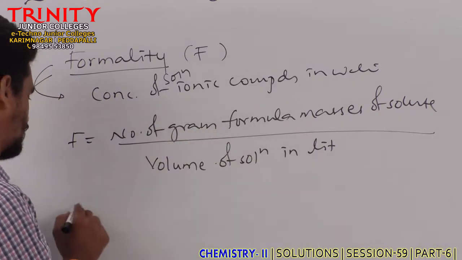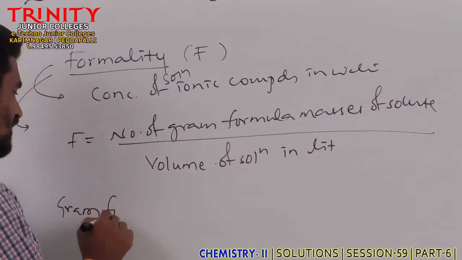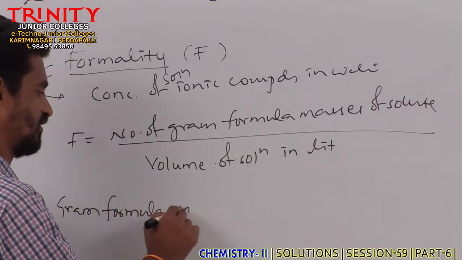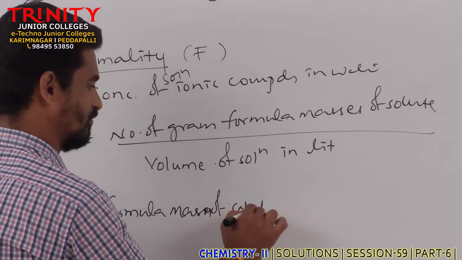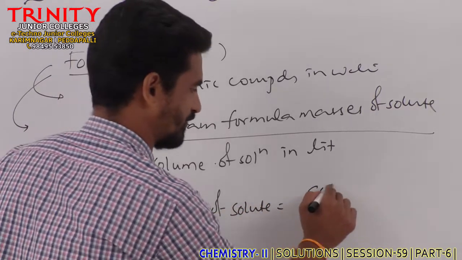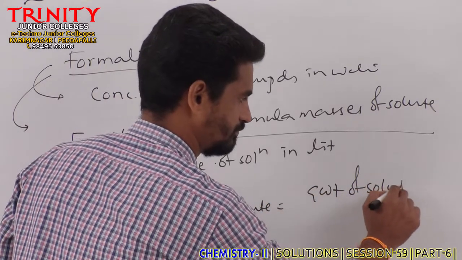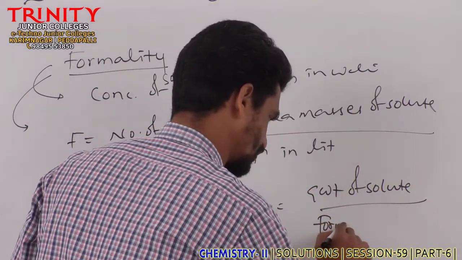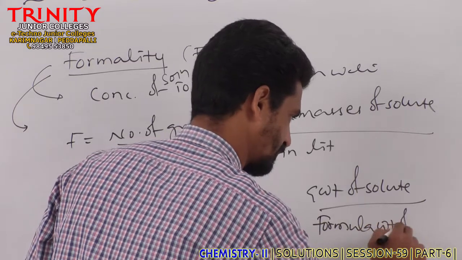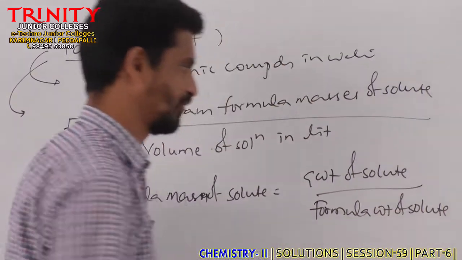Gram formula mass of solute is given by: gram formula masses of solute equals gram weight of solute by formula weight of solute. What is the formula weight of solute?